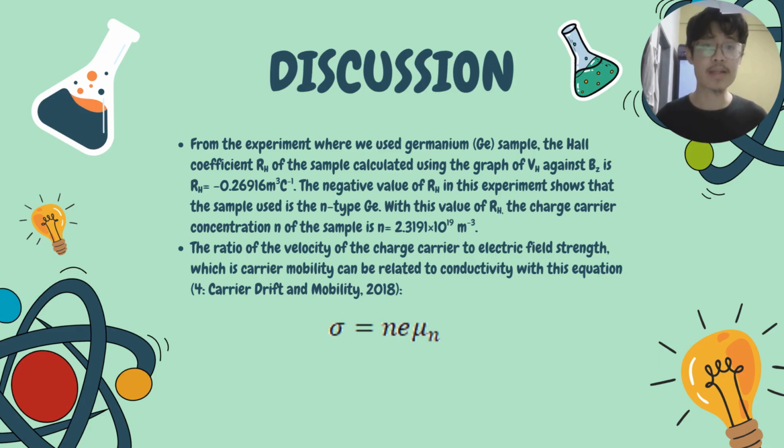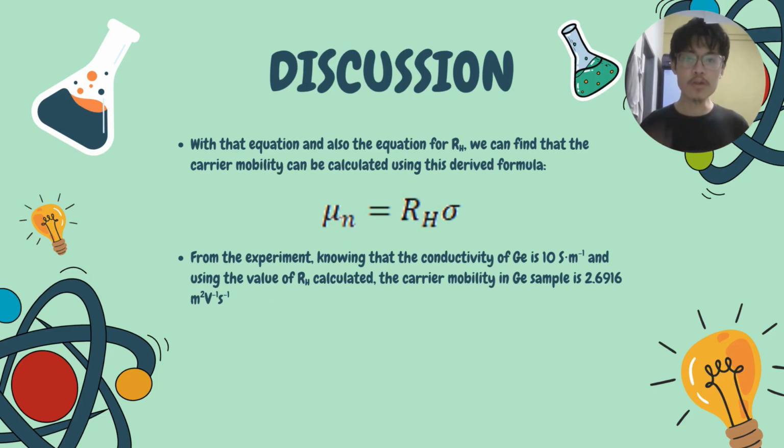The ratio of the velocity of the charge carrier to electric field strength, which is carrier mobility, can be related to conductivity with this equation. With the equation and also the equation for Hall coefficient RH, we can find that the carrier mobility can be calculated using this derived formula. From the experiment, knowing that the conductivity of germanium is 10 Siemens per meter, and using the value of RH calculated, the carrier mobility in germanium sample is 2.6916 meter square per volt per second.